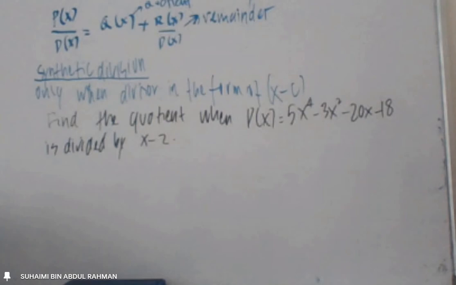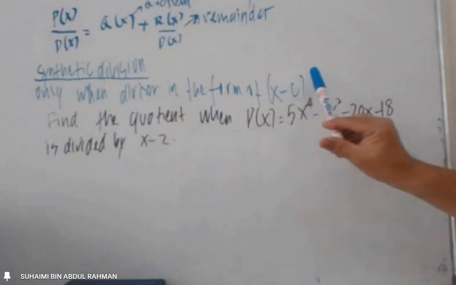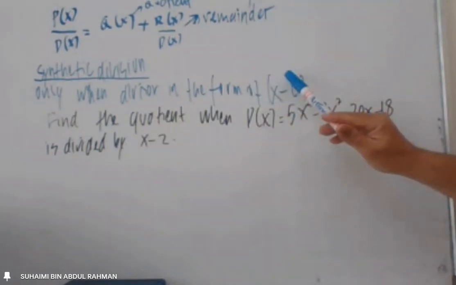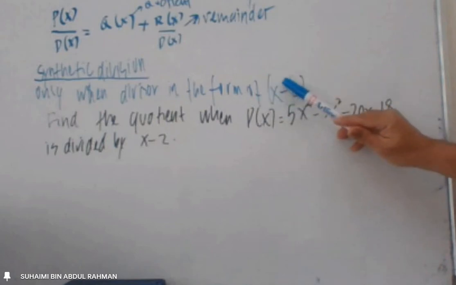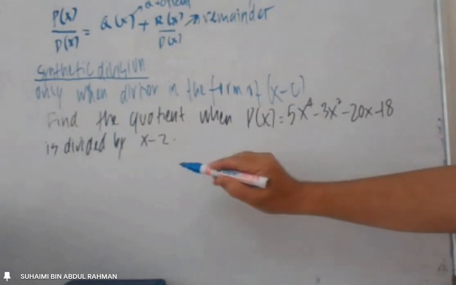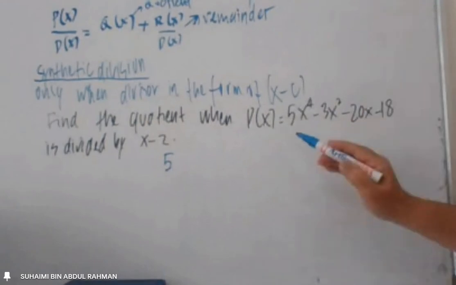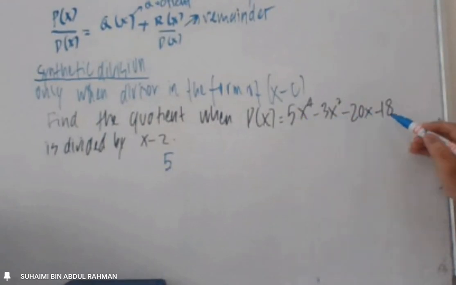So, remember that our divisor is in the form of x minus c. Or in other words, the highest power of x in our divisor is 1. Only then can we use the synthetic division method. So, 5. We write down all the coefficients when we use the synthetic division method.